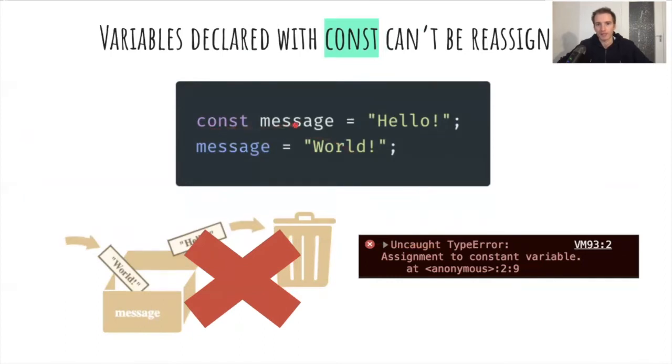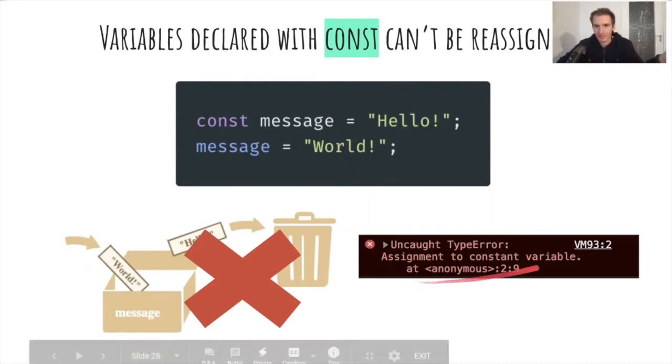So if we initialize a variable, creating this box called message and putting the string of hello inside of it, and we declared it with const. Const stands for constant, which means we're saying this message is never going to change. We always want message to equal this particular string. If you try to reassign something declared with const, you get an error that will show up in the console, and it'll break the execution of the program.